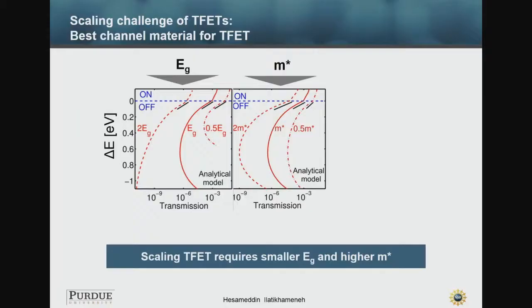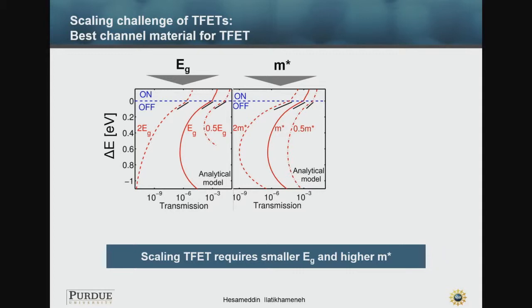Can you explain physically why I would want a higher effective mass for the tunnel FET? Let me see if I have the slide here. Yeah, so you can see that increasing effective mass or increasing band gap have a similar effect. They both decrease the off current. You see the off current decreases when I increase the band gap or increase the effective mass. Both have a smaller off current.